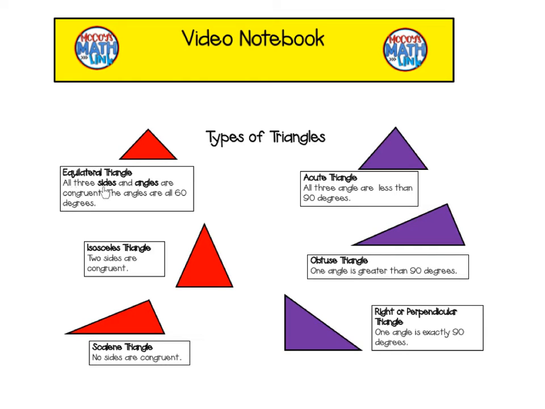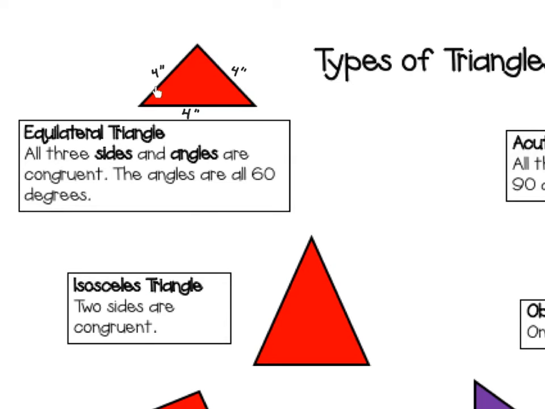So first of all, all three sides and angles are congruent, which means they're the same size. So if this is 4 inches, this is 4 inches, and this is 4 inches. So bam, I just wrote 4 inches on each of those sides. So they are all congruent, okay? Which means the exact same size.